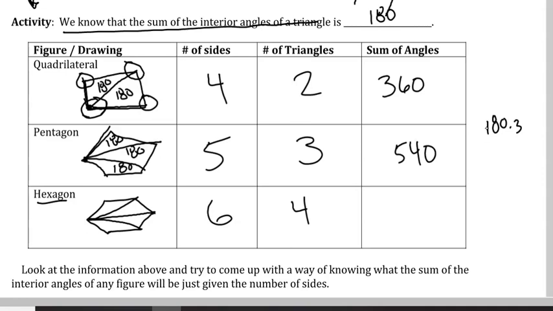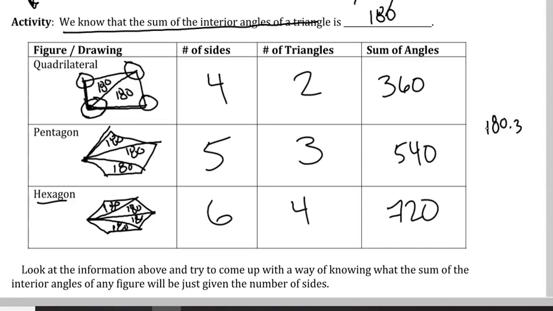Now on this one, we have 4 triangles. Each triangle is 180 degrees, as we know, 180, 180, 180. Altogether, 4 times 180 is going to be 720. So now we know for a hexagon, the sum of all the interior angles is going to be 720 degrees.